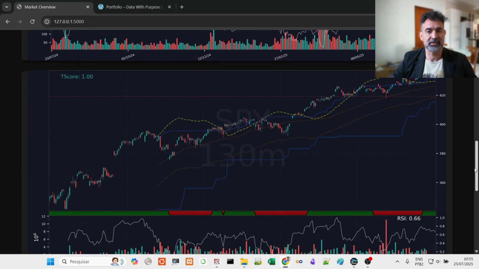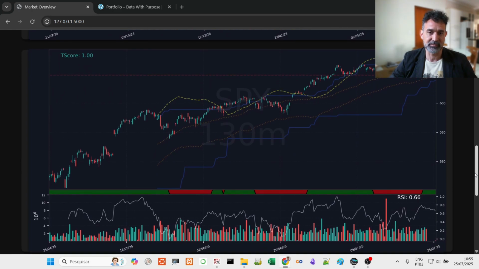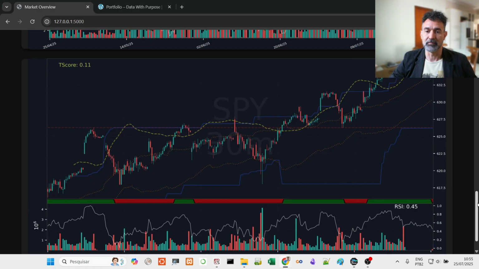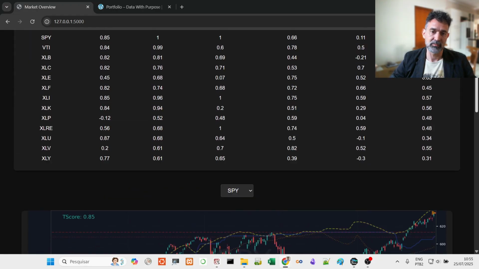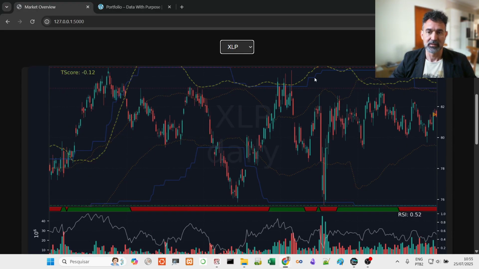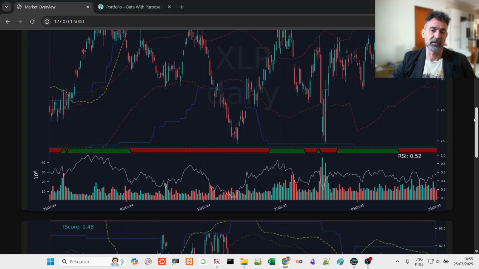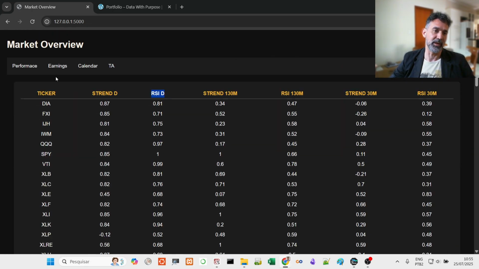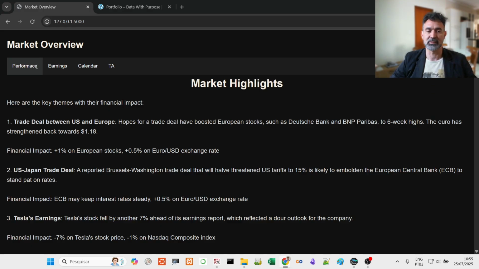This technical analysis goes across multiple time frames. You can see we're talking about 130 minutes, and finally the 30-minute chart. It includes pre-market information as well. If I want to explore a specific sector or something else, we can see it has the same information quantified. So this is the first step to basically get to know what's moving, what's not, and how the sectors are performing.